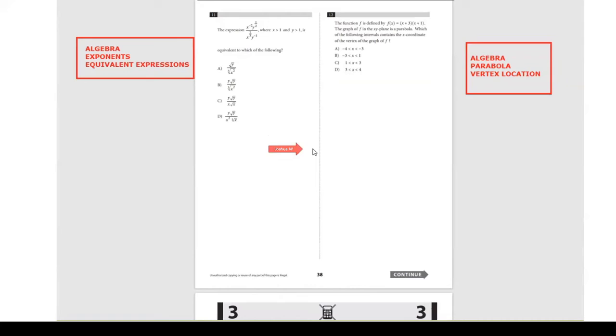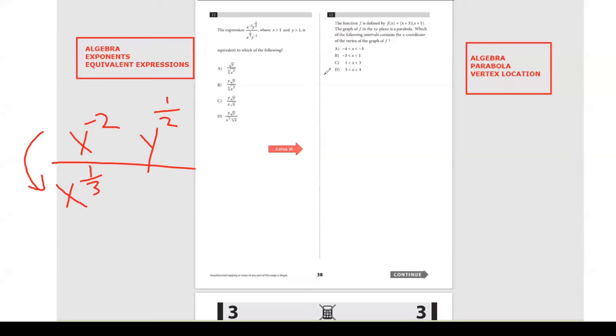Another complicated question was question 11. Charlize, can you read question 11? The expression x to the -2 times y to the half over x to the 1/3 times y to the -1st, where x is greater than 1 and y is greater than 1, is equivalent to which of the following? All right, so when you're dividing fractions, the rule is subtract. If I copy it here, we're going to subtract the exponents.